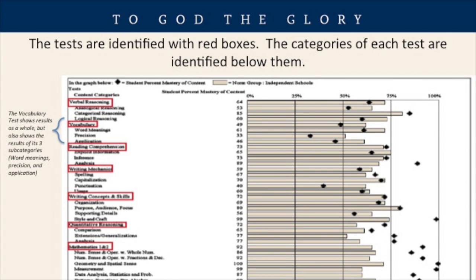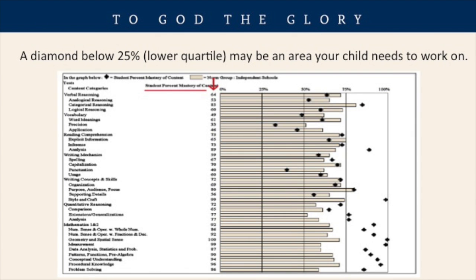The tests, again, are identified where I put red boxes around them here. The categories of each test are identified below them. And again, for instance, when the kids are taking verbal reasoning, the top test, they don't know the categories, and the questions aren't in categorical order. They're arranged by the testing agency after the kids take the test. So it breaks it down. You can see verbal reasoning overall, and then you can look at the 3 subcategories below it for more specific results. And the column just to the left of the bars and diamonds actually shows your student's percent correct in each of those categories.